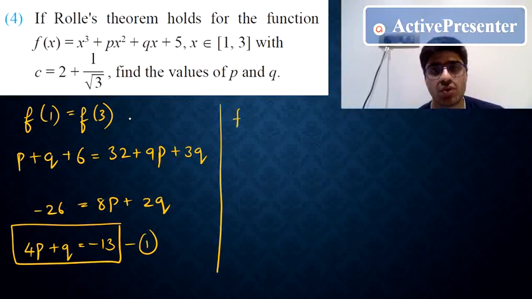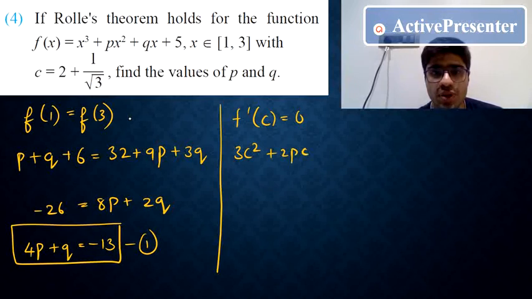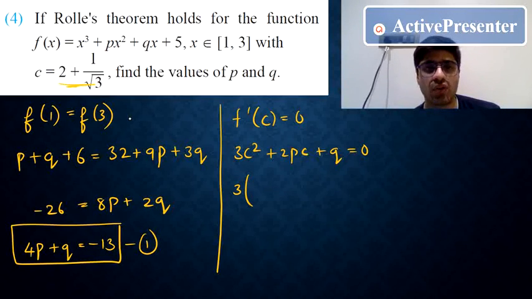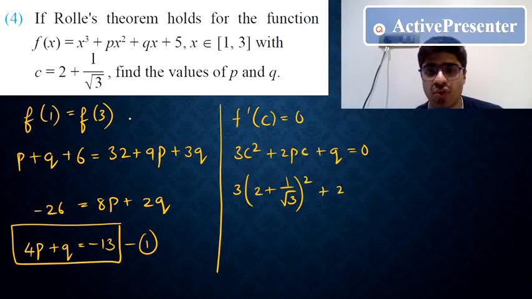For equation number 2, we put f dash of c equal to 0. f dash of c will be 3c square plus 2pc plus q equal to 0, and the value of c has been given to us as 2 plus 1 by root 3. So 3 into the square of 2 plus 1 by root 3, the whole square. We will expand it by using the a plus b whole square formula in the next step. Plus 2p into 2 plus 1 by root 3 plus q equal to 0.